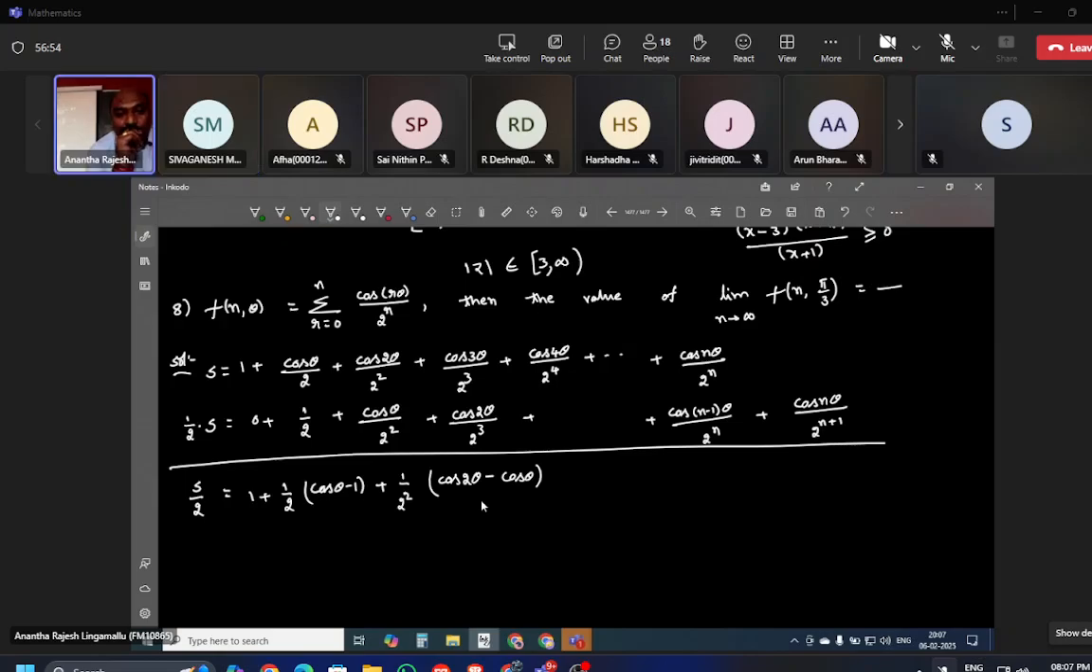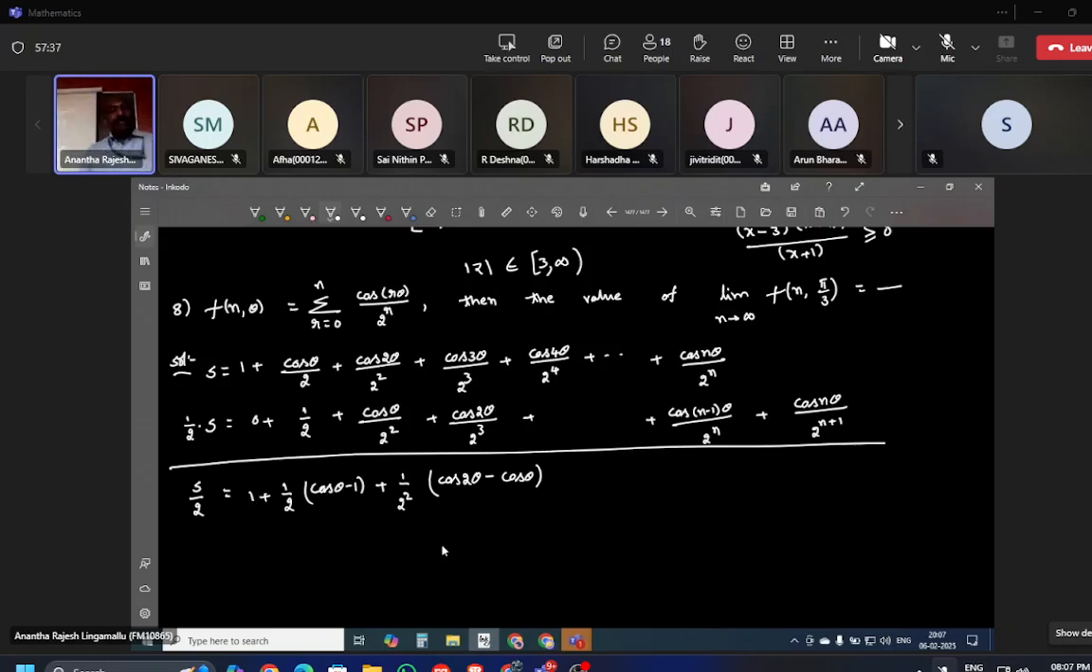Sir, can we apply the limits now? No, f of n comma pi by 3, theta is pi by 3. Finally, we have to keep theta as pi by 3. But first of all, I need to see what this function is. Once we get the function, we can apply theta as pi by 3. Then we may get some idea. Cos 2 pi by 3 minus cos pi by 3. And what about cos infinity pi by 3? No idea, so that is of no use.